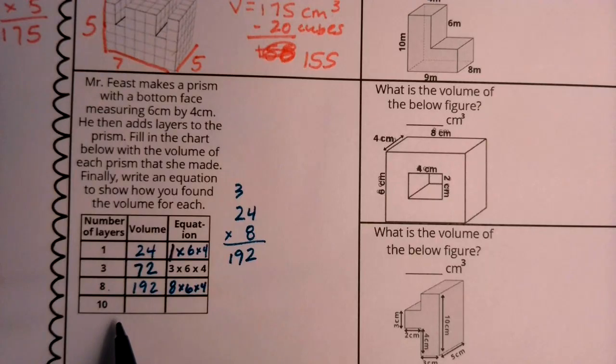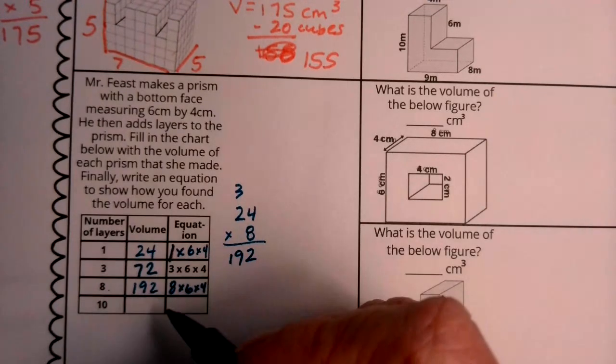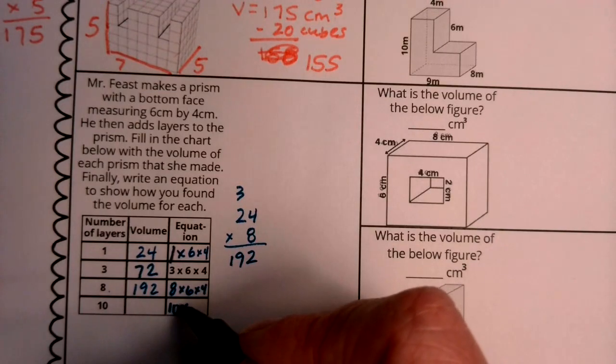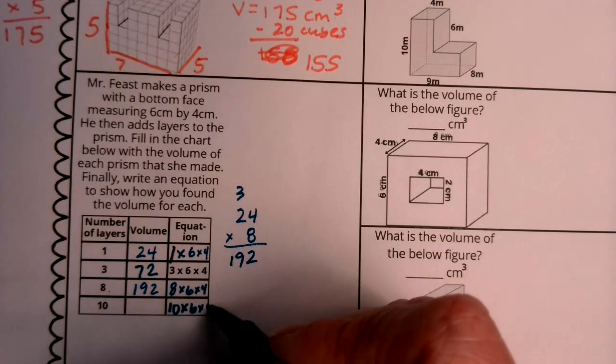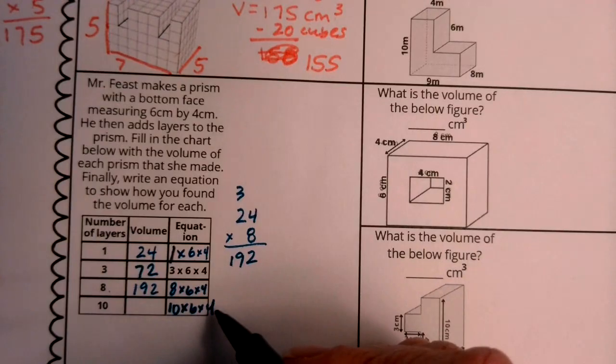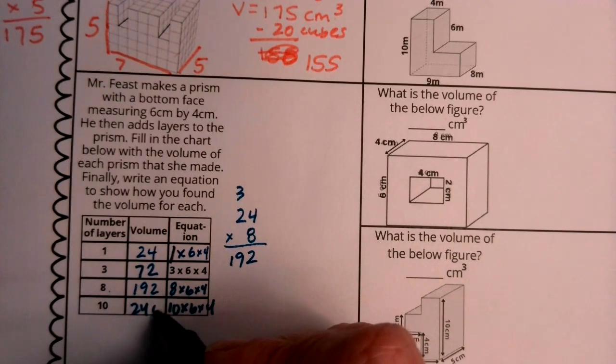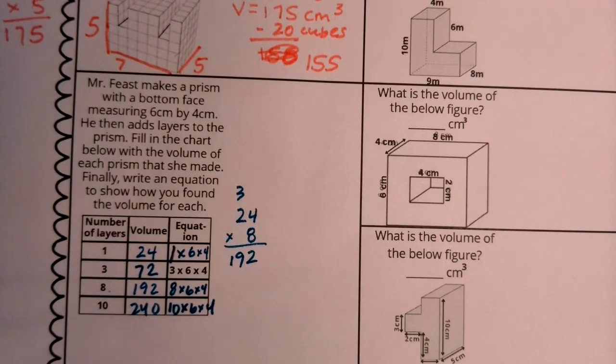My last one that I'm going to have is 10. If I have a large prism and it has 10 layers, and those layers are each a 6 by 4, 6 times 4 is 24, and I multiply that by 10, I'm going to have a 24 with a 0, 240. So that finishes out this Monday.